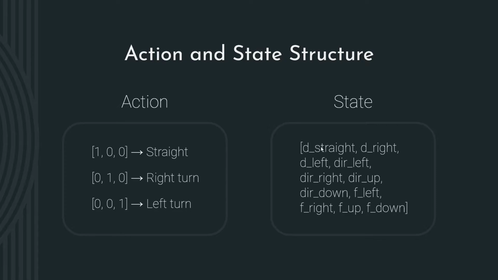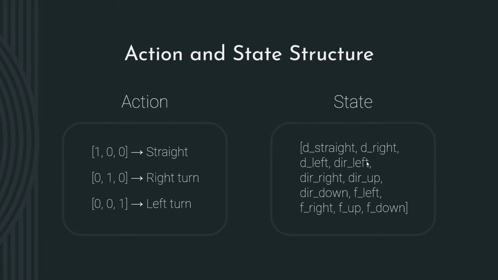Then we have the structure of the state. This is a little bit more complicated because we need to give the snake decent information so that it can work off of that information to calculate an action. Right now all of these values are denoted by a 0 or 1. If the danger is straight ahead, then we have a 1. If the danger is on the right side of the snake, then we give that a 1. If it's on the left, then we give that a 1.